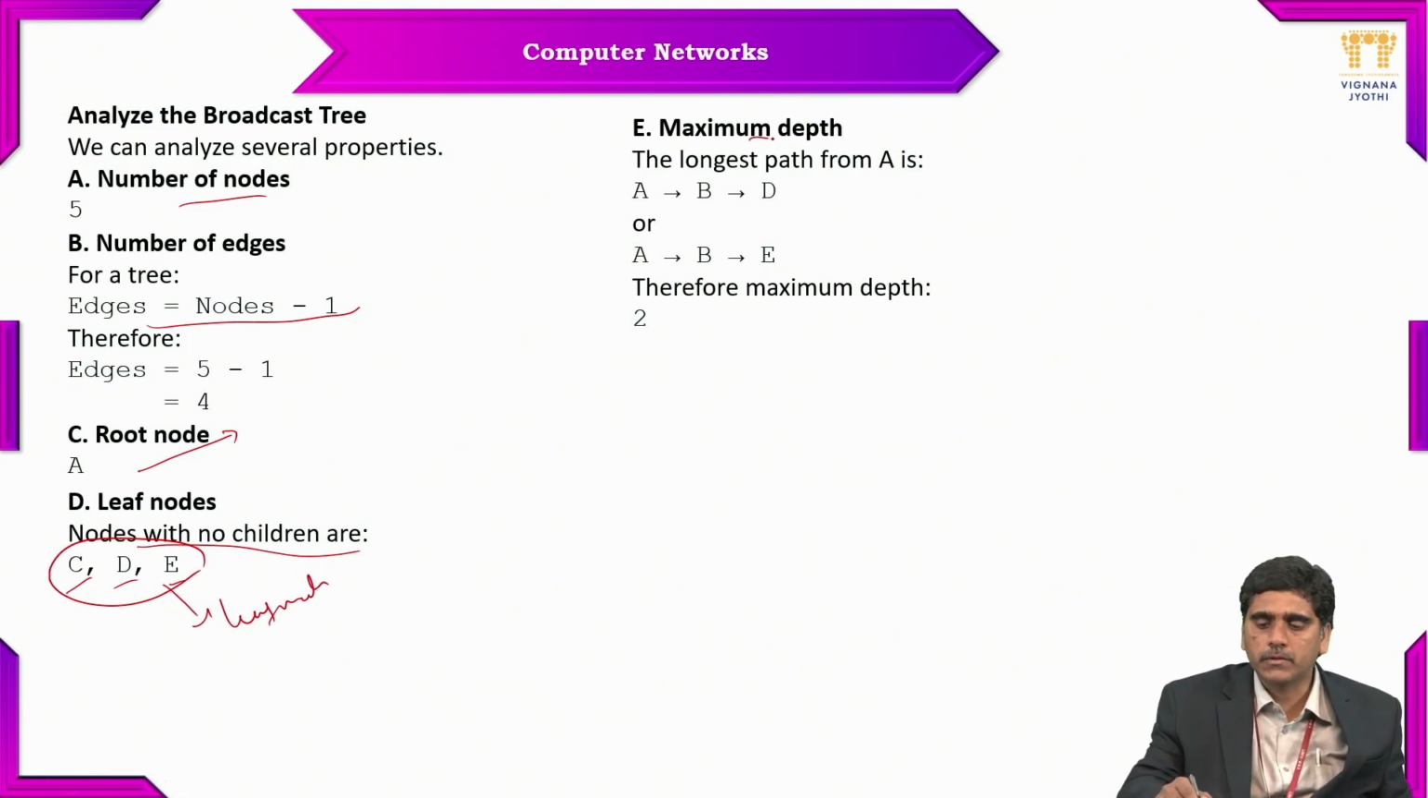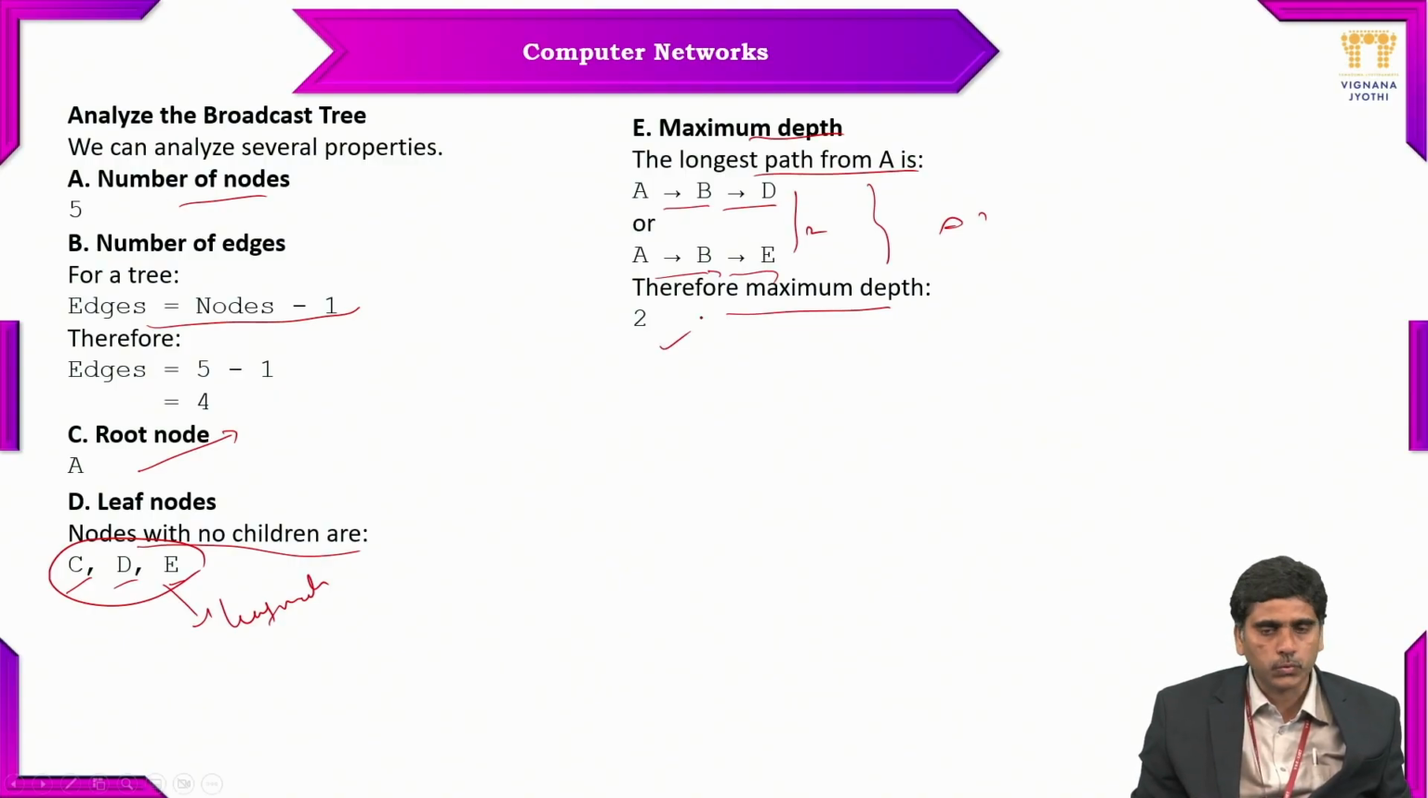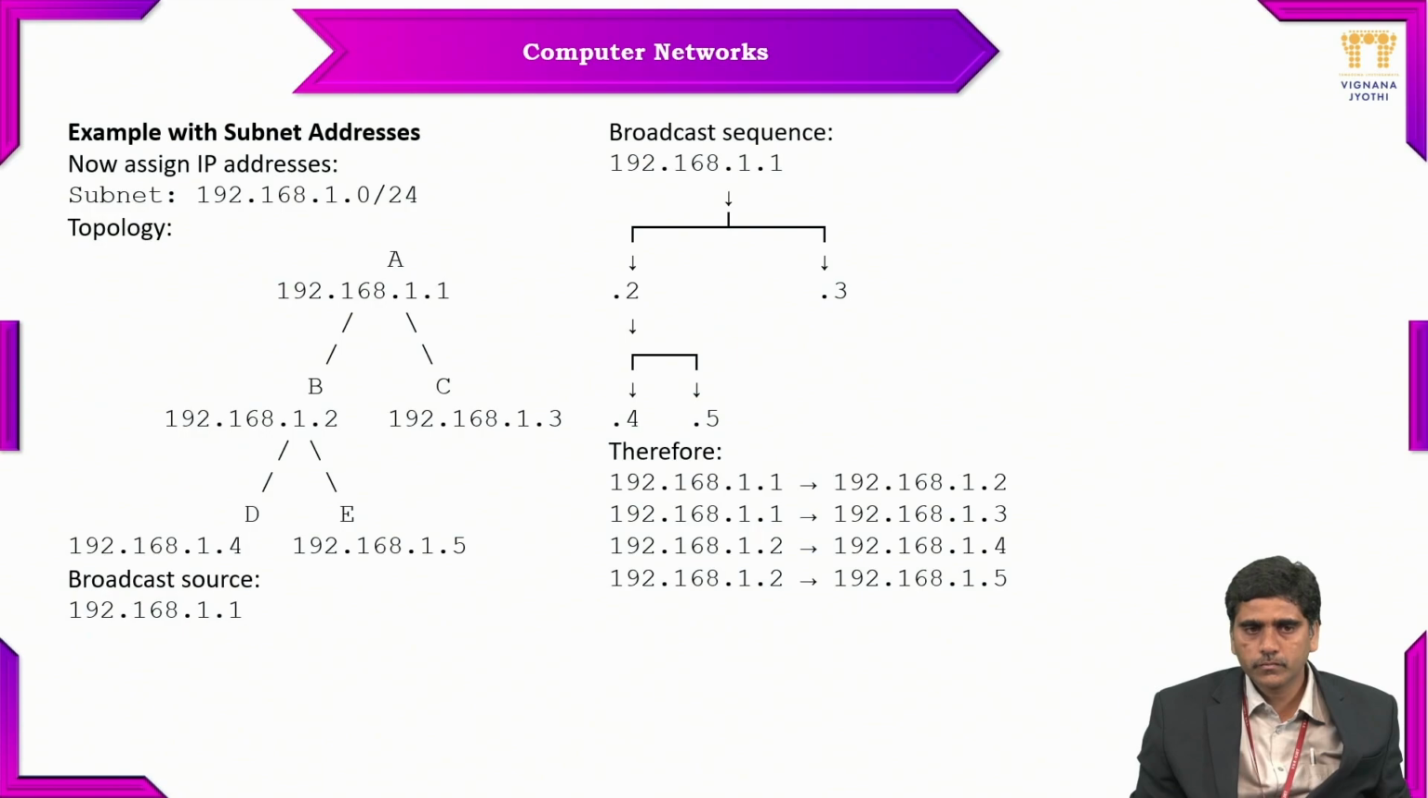And maximum depth. Maximum depth is nothing but the height, the longest path from the source to the ending point. The longest path from A to E is A to B, B to D, or A to B, B to E. Because A to C is only 1 round, but A to B, B to D is 2 rounds, right? So therefore, the maximum depth of these nodes is 2.